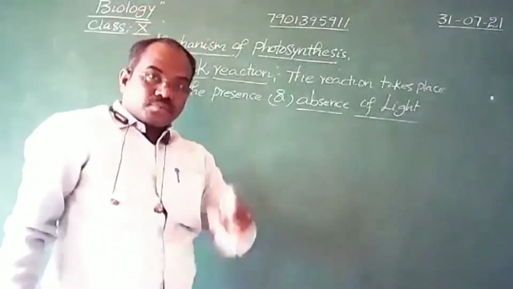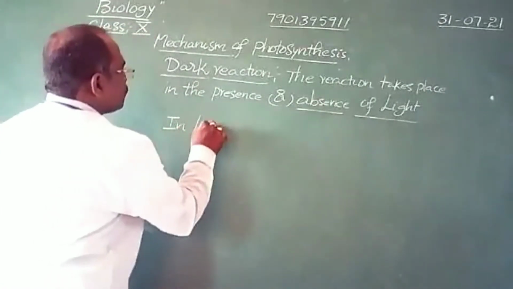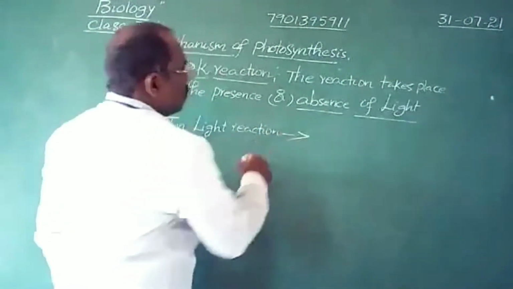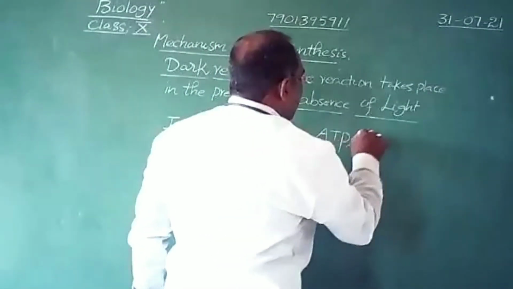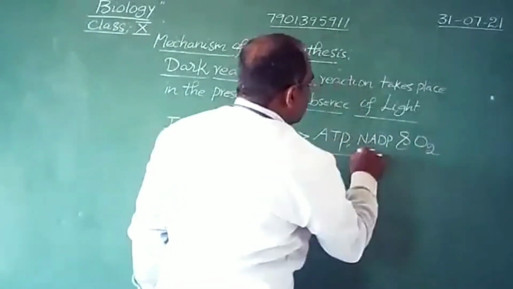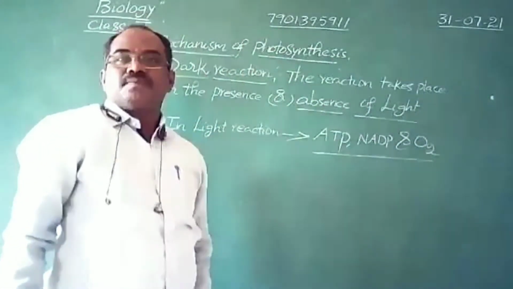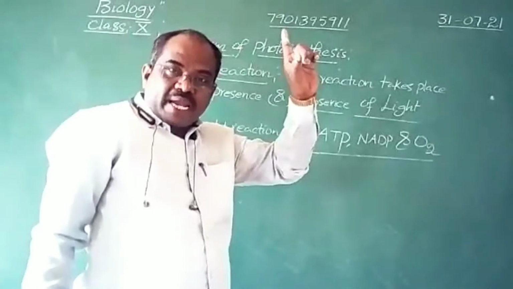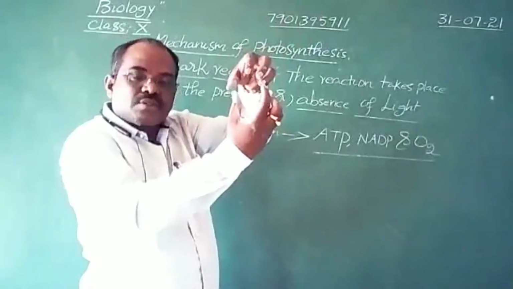Okay, my dear students, in the light reaction process, what products are formed? ATP, NADP, and oxygen. These products are formed from the light reaction process.